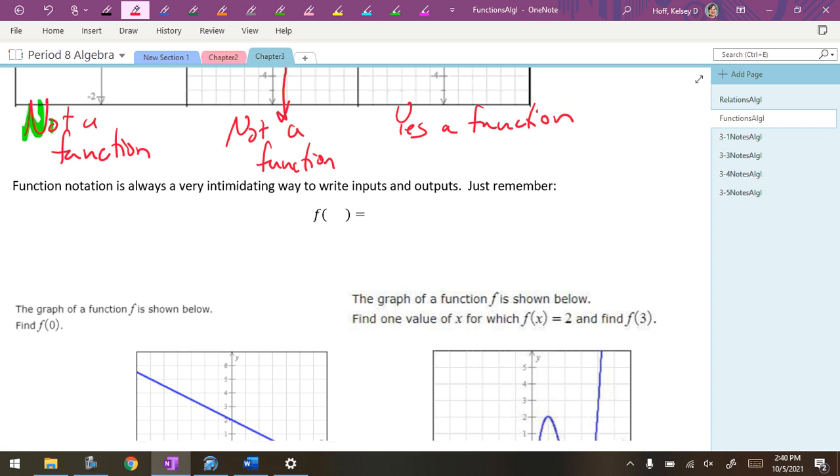Okay? Whatever you plug in here is your x value.